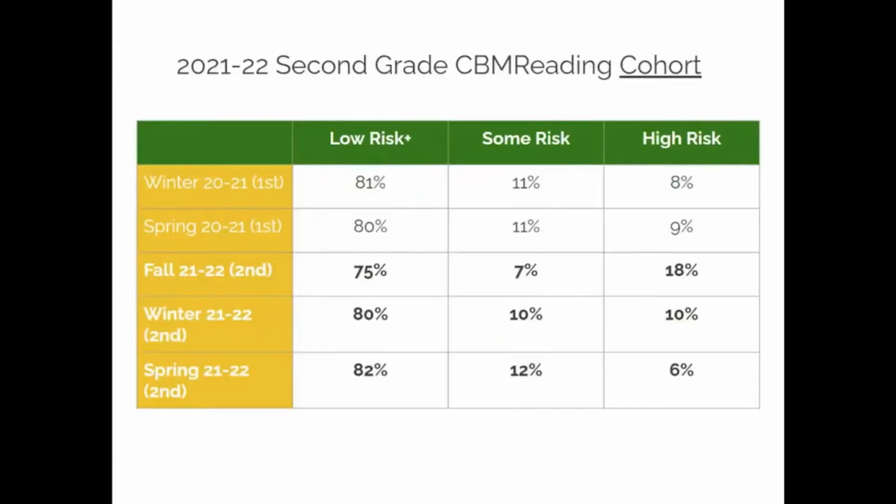Then this next slide is the CBM cohort. One point I want to look at: when you look at the high risk from the winter of first grade to the spring of second grade, it went from 8 to 6, but I'd rather celebrate that in the spring of 21-22, 82% of these second graders were in the low risk category where we want them. It's low risk plus college pathway. We want to be in that column. The high-risk category goes from 9 to 18 between the spring and the summer.